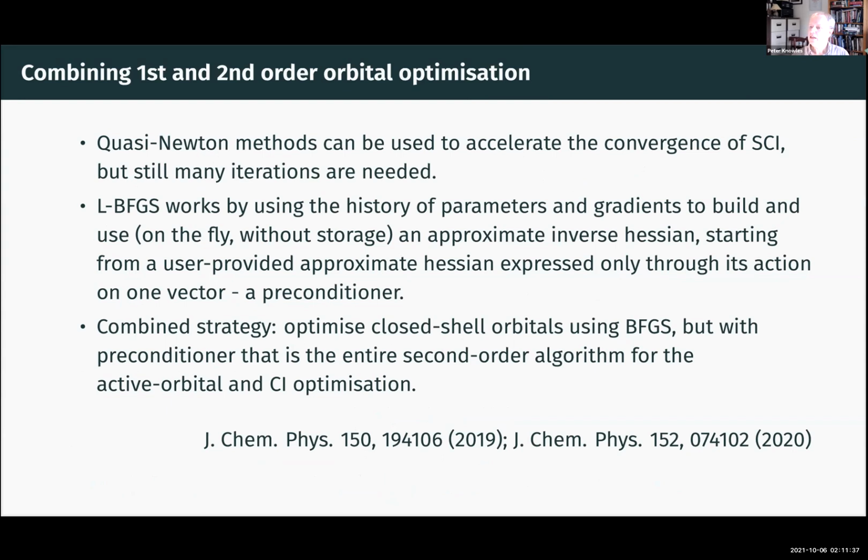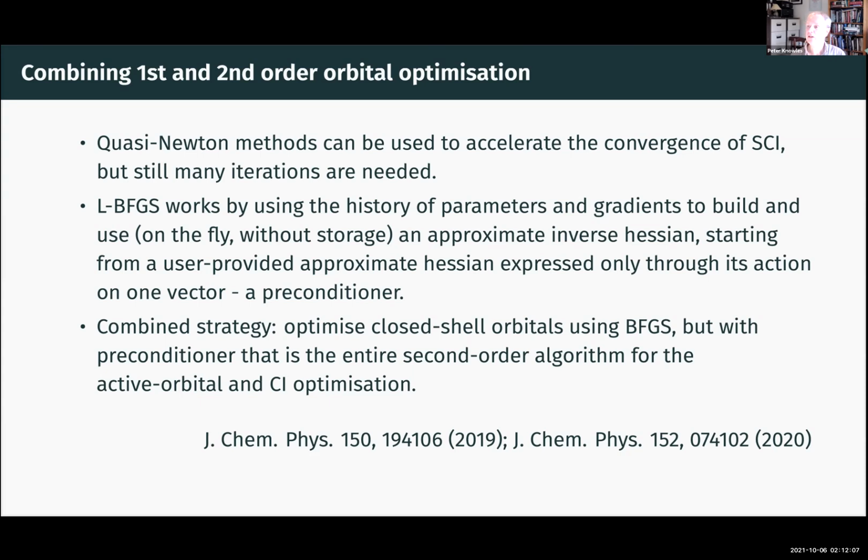So actually you'll find in Molcas already since many years that the first order method is not really a first order method because they use a quasi-Newton accelerator around that. The BFGS method works by taking the history of parameters and gradients and building on the fly the effects of an inverse Hessian matrix by essentially numerical differentiation.